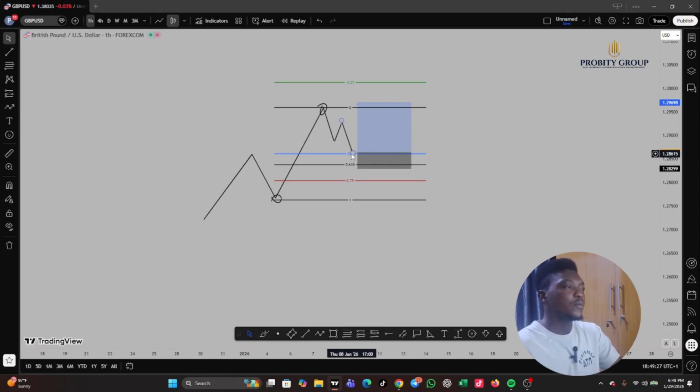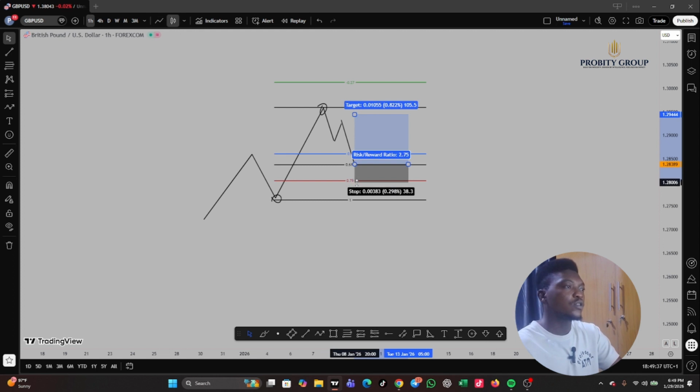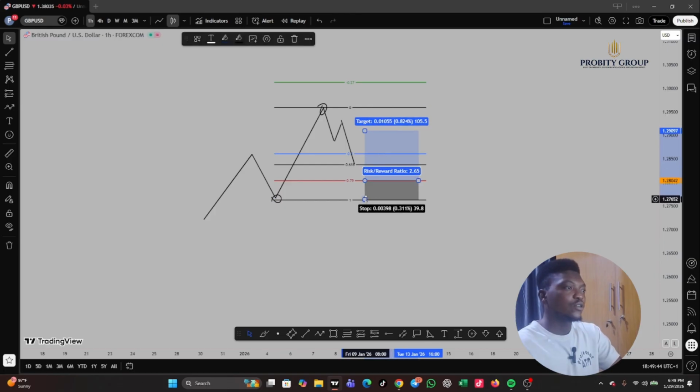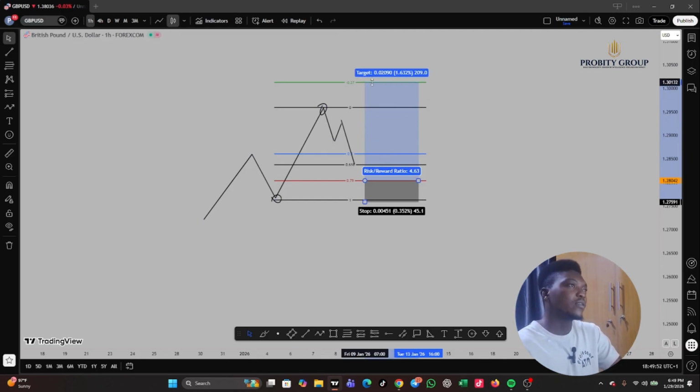Now let's say the 0.5 was not respected, price pushed down to 0.6, and this is where you get your entry confirmation. If your entry is here, your stop loss needs to come below the 0.79. If your entry is 0.79, then your stop loss needs to be below this low that led to this rise. And where is your take profit? I use the minus 0.27 as my profit target on Fibonacci.